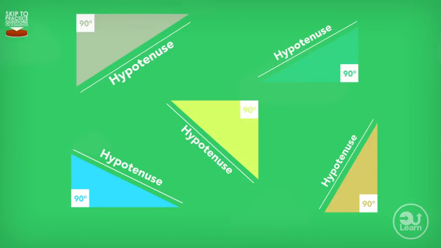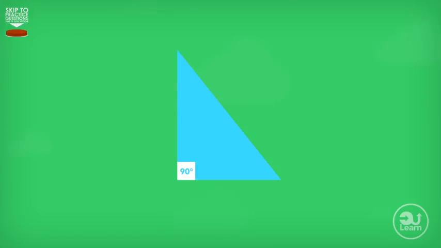As you can see, all these right-angled triangles, regardless of the size of their sides, have a side that is the longest. Once again, these sides are known as the hypotenuse. Now we understand that. How does this link to Pythagoras' theorem? Pythagoras' theorem is a formula that helps identify the lengths of one of the three sides of a right-angled triangle when the other two are known.